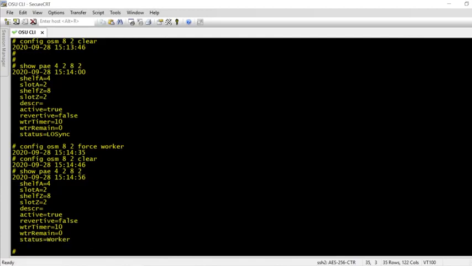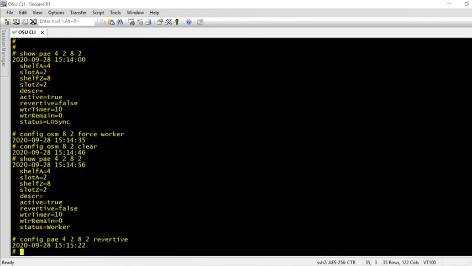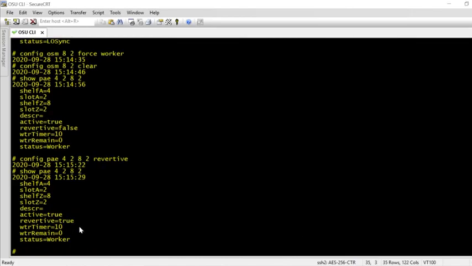To finalize the OPS configuration, let's make the PAE revertive, which is not a must, and let us configure the OSMs so that their parameters are consistent. The first task can be achieved with this command: config PAE 4282 revertive. Let's see whether it's now revertive. Show PAE 4282. It is now revertive as expected.